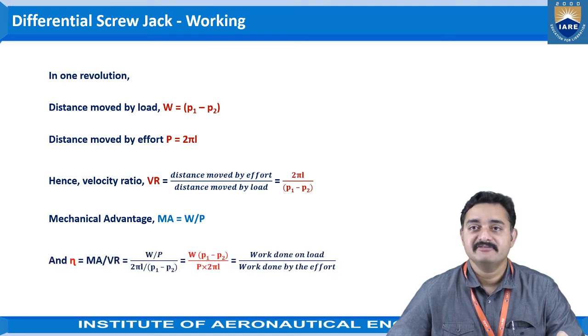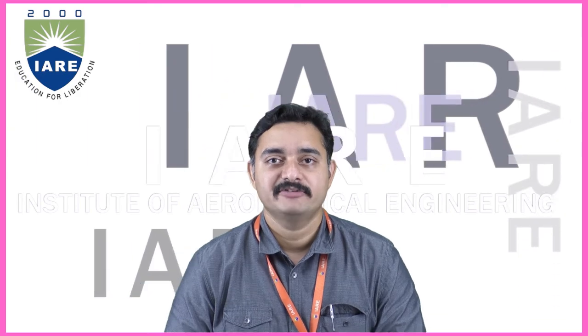And efficiency is given as mechanical advantage by velocity ratio, that is W by P by 2 pi L by P1 minus P2. If you simplify this, you can obtain W into P1 minus P2 by P into 2 pi L. So that is work done on the load by work done by the effort. So this is the differential screw jack and the efficiency of the differential screw jack.